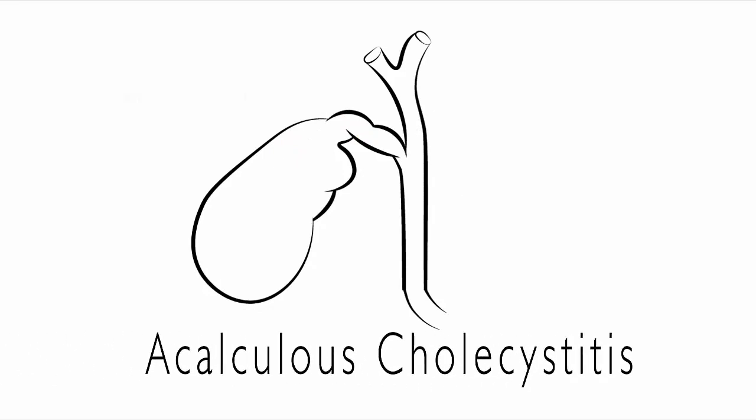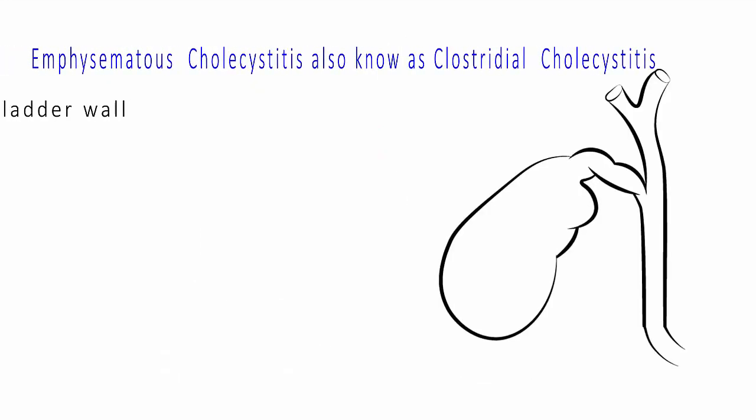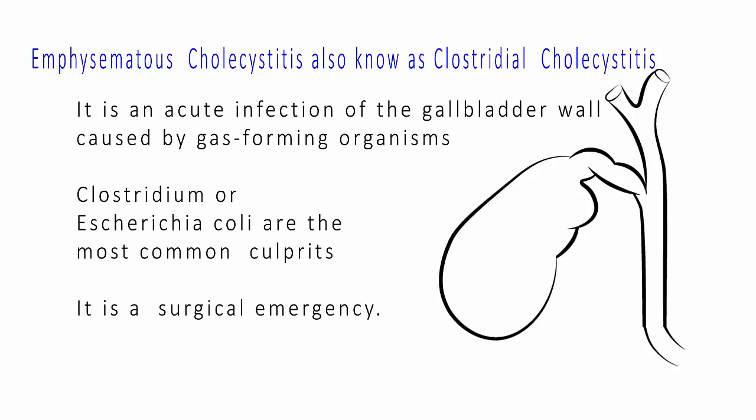Acalculous cholecystitis, which is less common but far more sinister, is the inflammation of the gallbladder without evidence of gallstones or cystic duct obstruction. Emphysematous cholecystitis, known less commonly as Clostridial cholecystitis, is an acute infection of the gallbladder wall caused by gas-forming organisms, for example, Clostridium or Escherichia coli, that is considered a surgical emergency.